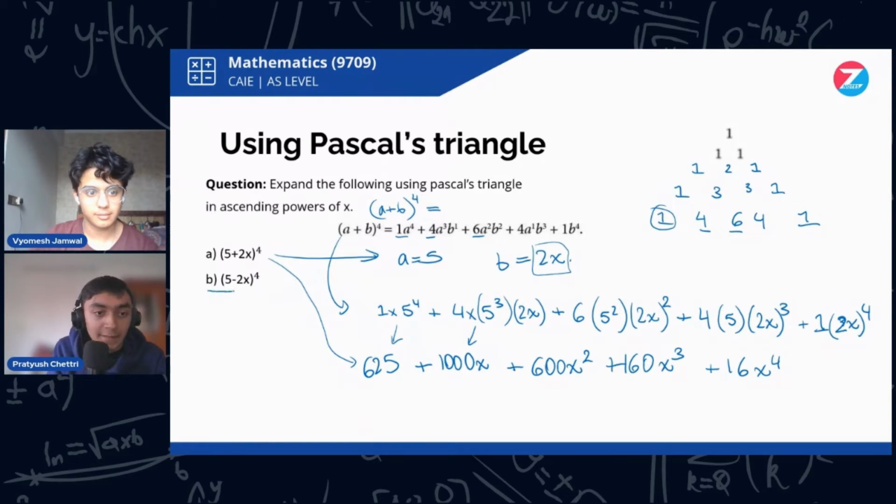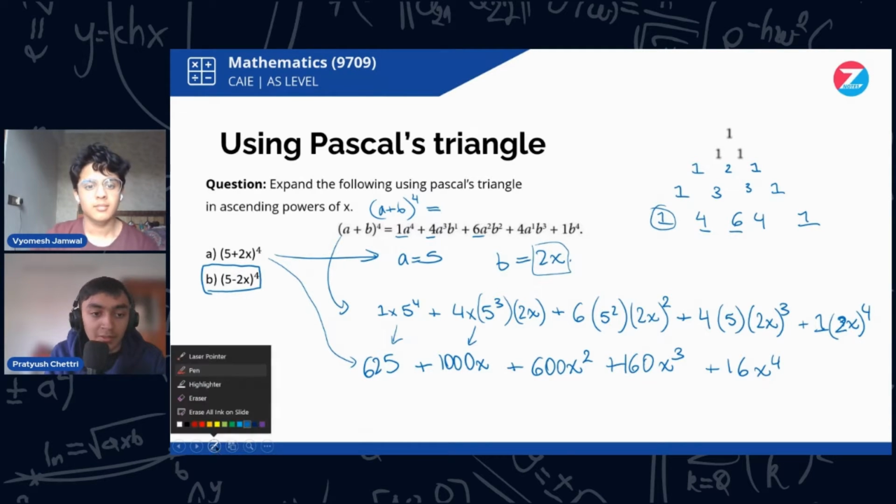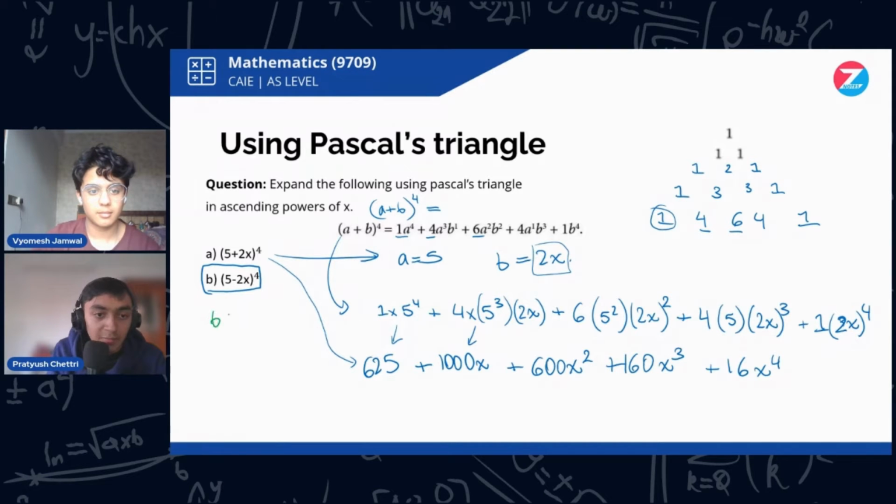Now, this is to highlight a point that if b was, I'll change color here. Let's do green. If b was to equal minus 2x, then we would have alternating signs. So look here. If this was minus 2, this is minus 2, this is minus 2, this is minus 2. Then here, it's minus 2 to the power 1. So that minus sign would stay here. That would be minus.